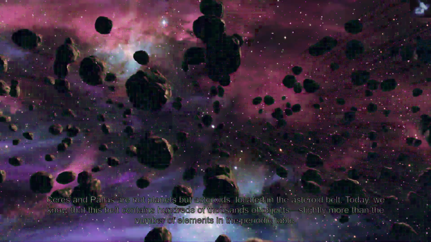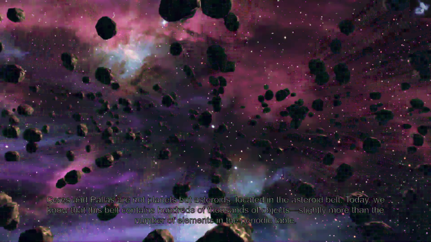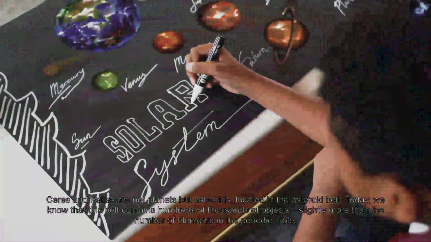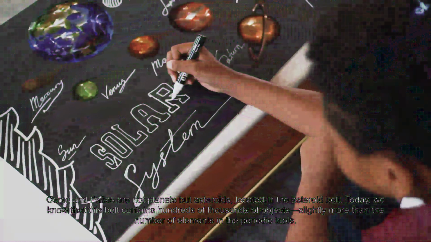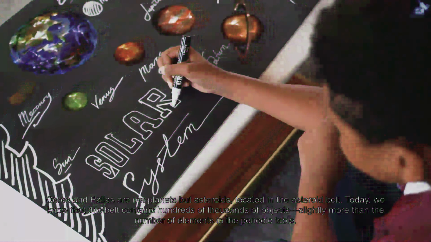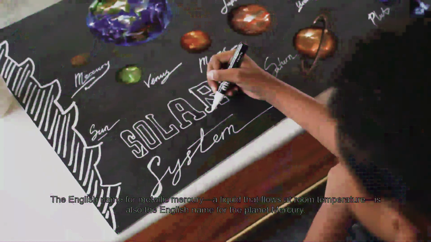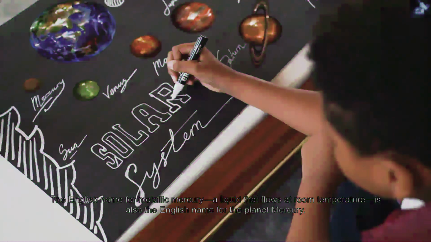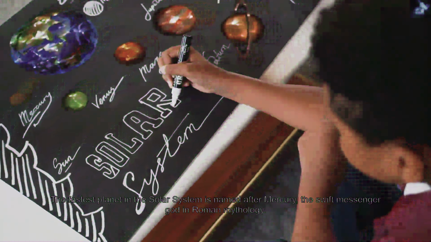Today, we know that this belt contains hundreds of thousands of objects, slightly more than the number of elements in the periodic table. The English name for metallic mercury, a liquid that flows at room temperature, is also the English name for the planet Mercury. The fastest planet in the solar system is named after Mercury, the swift messenger god in Roman mythology.